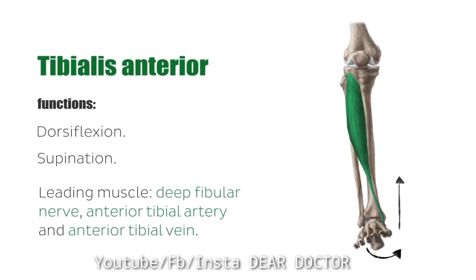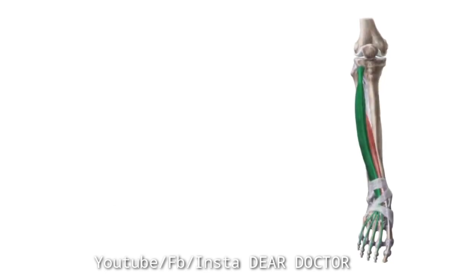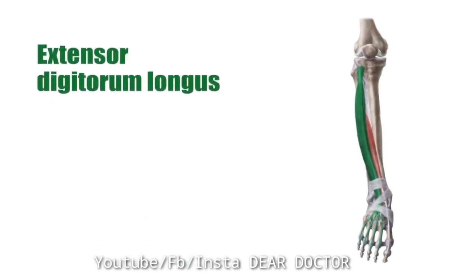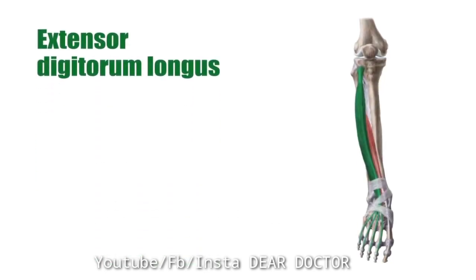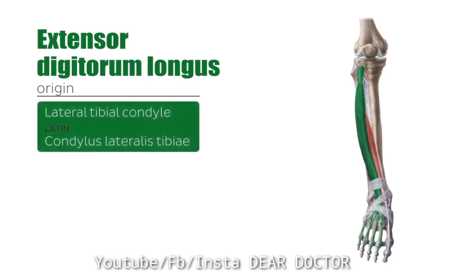Now let's move on to the next muscle on our list, and if you remember correctly, yes, this is the extensor digitorum longus. In terms of origin points, you need to remember three. The first one is going to be the lateral tibial condyle, which you can clearly see here on this image. This is the lateral tibial condyle, which will serve as an origin point.